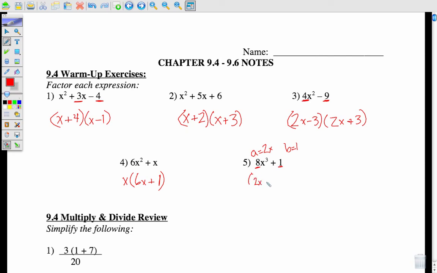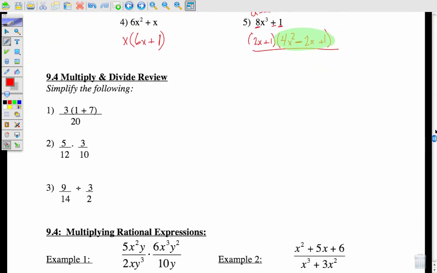And don't forget, if this is plus right here, it factors into a plus b, so 2x plus 1, parenthesis, if this is a plus, then this is a plus. We have to square this a, which ends up being 4x squared. Since this was a plus, this one here is a minus. We go a times b, which would be 2x, plus this squared, this back part b squared, which is 1. So that is how this factors. Don't forget this back part here will never be able to be factored any lower than what it is right now. So there's a quick warm-up.